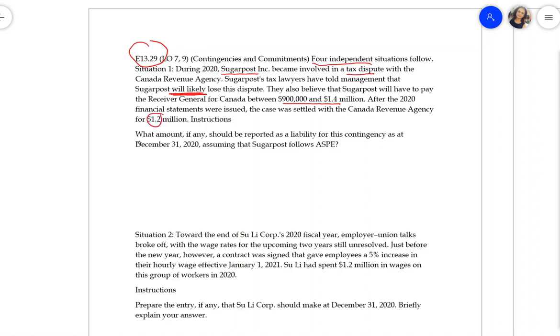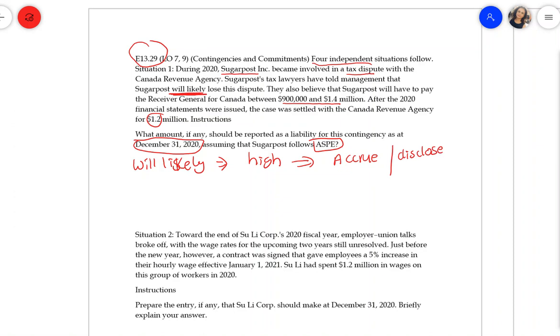What we wanted to do is determine how much. Since it's "will likely," if the company is following ASPE, "will likely" means the chances of losing are very high. If the chances of losing are very high, we have to accrue the amount. We have to record an accrued liability, and also disclose it on our financial statements. The other part we needed to know is how much we should accrue.